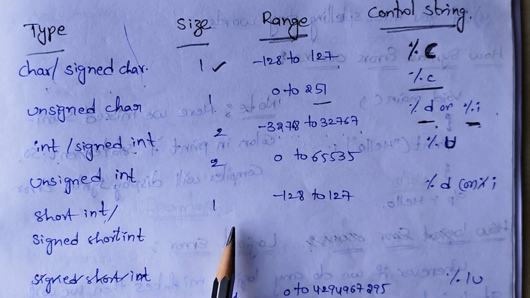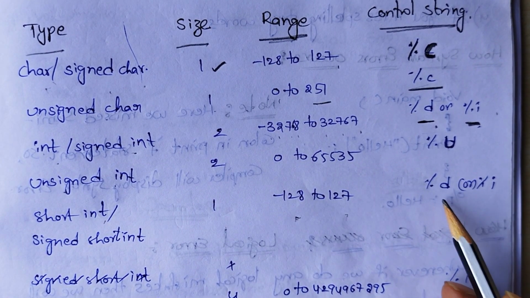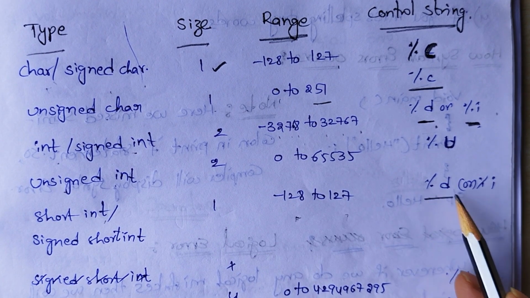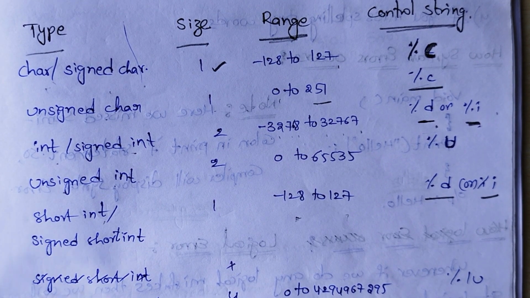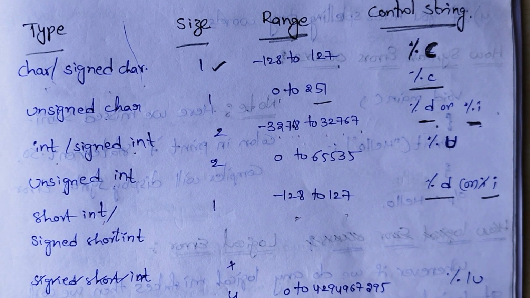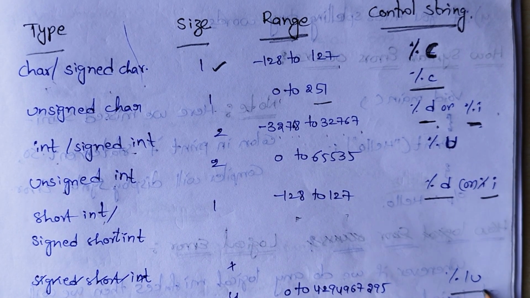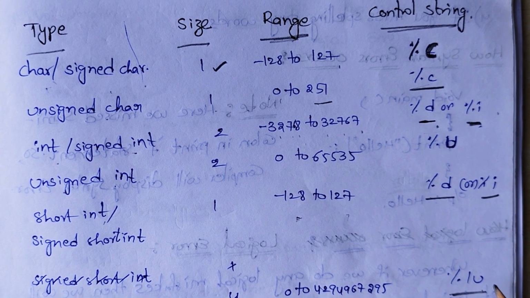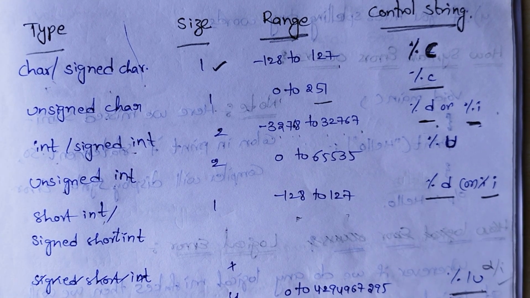And short int again, the size is 1. The range is minus 128 to 127. It is also an integer, so percentile D, percentile I. Okay, next, if it is long int, the size is 4. The range is 0 to 4294967295. And the control string is percentile lu. Lu means long integer. You can also simply declare I or D. It is also correct.